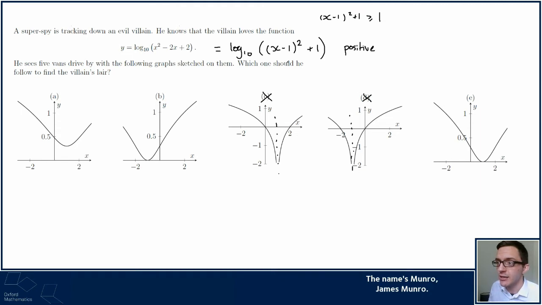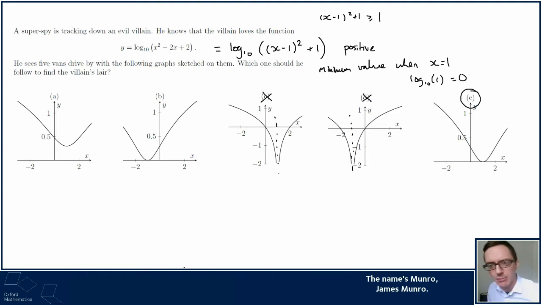So next I'd say, well, I know that this takes its minimum value when x is equal to 1, and that value, if I really think a bit, is log 10 of 1, which is equal to 0. And okay, this means it actually gets all the way down to 0. The only one that looks like that is E. Okay, so not A and not B. Well, B looks quite similar to E, but I'm not quite in the right place there for the minimum.